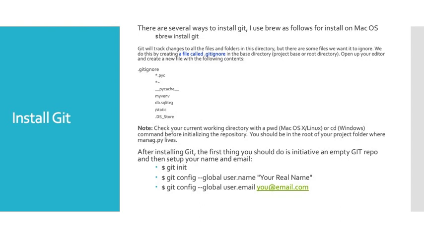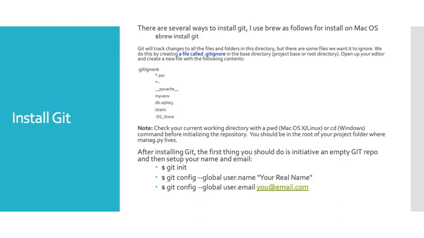I use Brew to install Git for Mac OS. There are several different ways to do it. I encourage you to go up and look and see which one is best for you. But I use brew install git from the command line, and it's that simple.